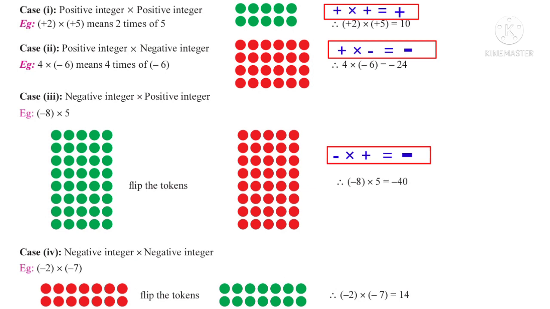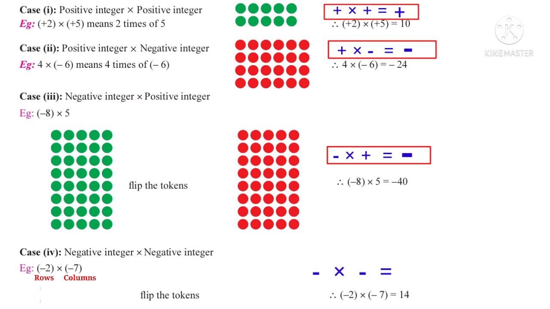Now case 4, negative integer into negative integer, that is, minus into minus is how much? For this, let us take an example, minus 2 into minus 7, where minus 2 is rows, minus 7 are columns. That is, in the first row we have to put minus 7. Minus 7 means 7 red tokens, and in the second row 7 red tokens.